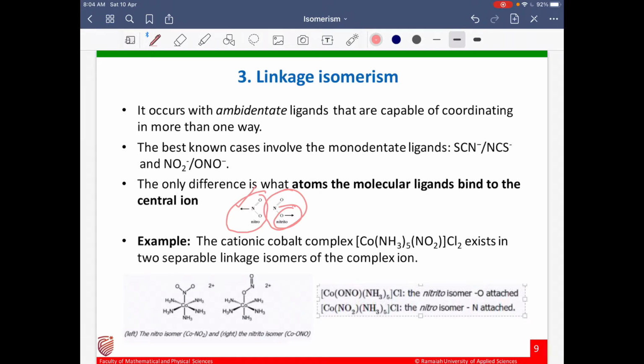An example is given here. The cationic cobalt complex [Co(NH3)5(NO2)]Cl2 exists in two separable linkage isomers of the complex ion. The first one in this compound is a nitro isomer. Reason: here the nitrogen atom is attached to the central metal ion or atom cobalt. In the nitrito isomer, the oxygen atom is attached to the central metal ion, which is cobalt. So both are isomers, they are linkage isomers. Why are they called linkage isomers? Because they contain an ambidentate ligand where the coordinating atom will be different.